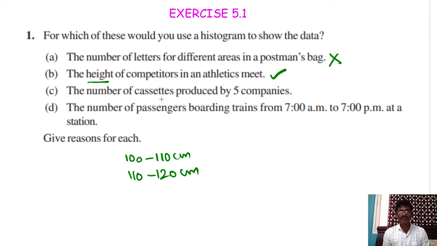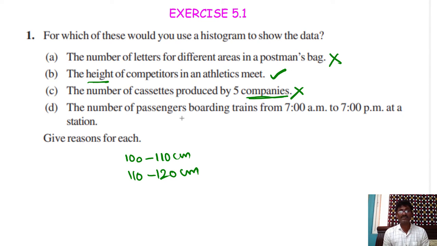Next, the number of cases produced by 5 companies. So companies means names of the companies. So here the names of the companies can't be converted into intervals. So we can't use a histogram in this case also.